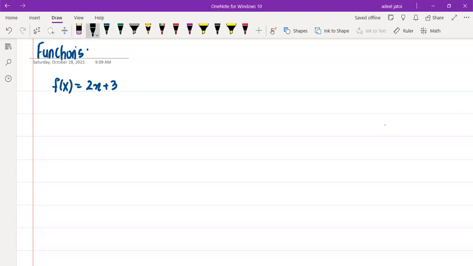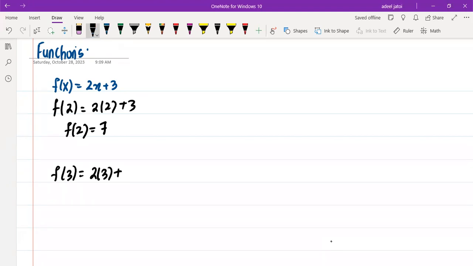If we have f(x) is equal to 2x plus 3, starting from very basic, if I say I need the value of f(2), what I do is I substitute 2 for x. So f(2) becomes what? 7. If I say that I need the value of f(3), then 2 times 3 plus 3, so f(3) is equal to what?